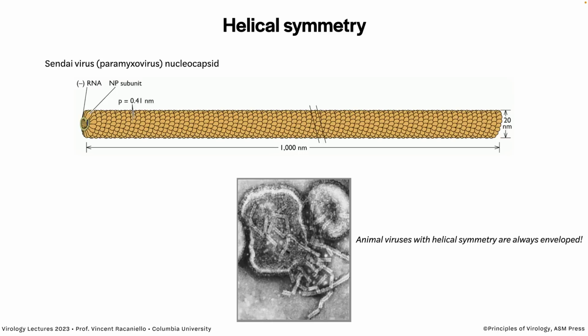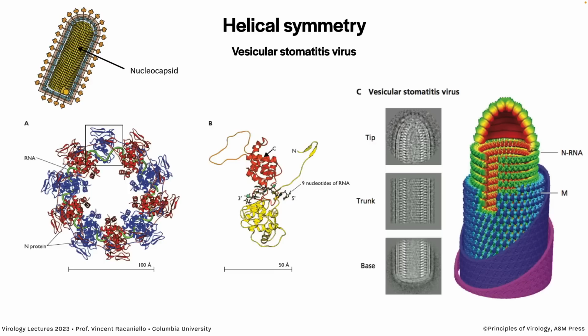The difference here is that when we have helical symmetry for animal virus particles, they're always enveloped. So here is a paramyxovirus with an envelope. You can see this one's broken and the nucleocapsid is coming out. But animal viruses with helical symmetry are always enveloped, whereas those in plants are not, and not clear why that's the case. Vesicular stomatitis virus, a virus related to rabies virus.